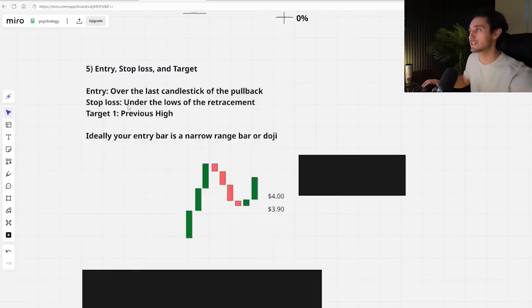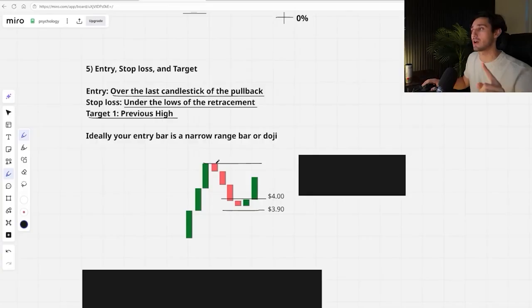So the entry and the stop loss for the retracement setup is actually really simple. Your entry is going to go over the last candlestick of the pullback. I'm going to show you what that looks like in a second. Your stop loss is going to go under the lows of the retracement. So you find the lowest point of the retracement. Your stop loss is going to go below it. And the target is the previous high. So where are the last candlesticks of the pullback? Well, right here, these two. So entry over these two candlesticks, stop loss below the lows of the retracement, and you're going to be targeting the previous high. That is target number 1.